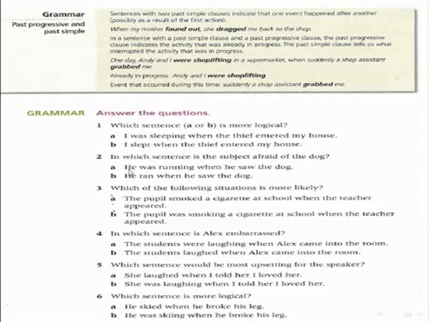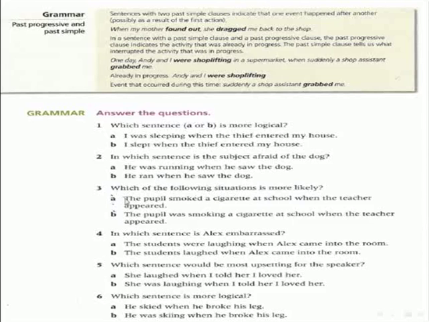You find that it means he was afraid. Actually, B. He ran when he saw the dog. Why? Because he was afraid. So B. 3. Which of the following situations is more likely?